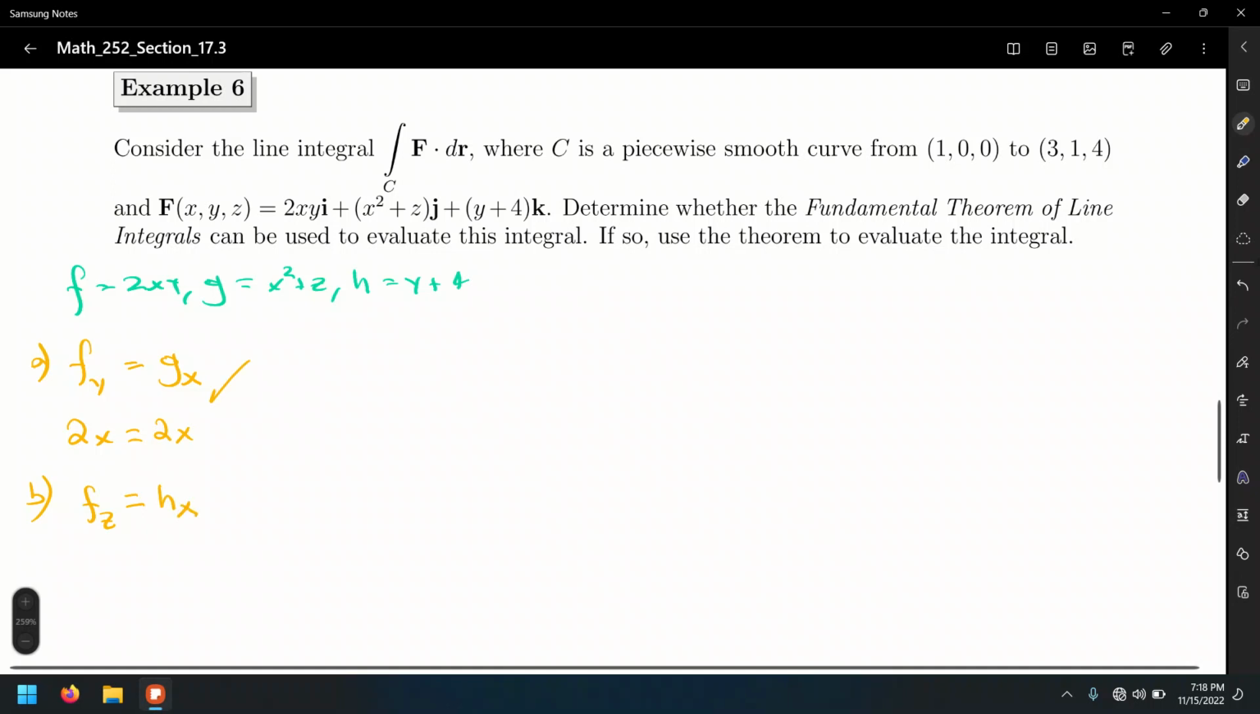So the partial derivative of f with respect to z, well, we don't have anything with respect to z, so everything is constant. The derivative is 0. What about the derivative of h with respect to x? Also 0. It's only y plus 4. All right, so the second condition is satisfied.